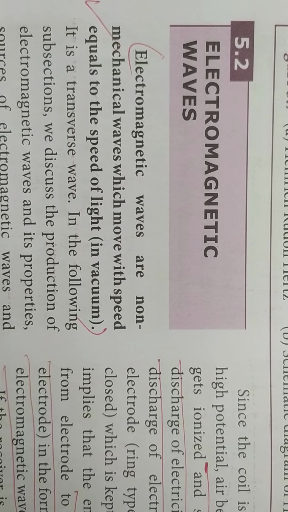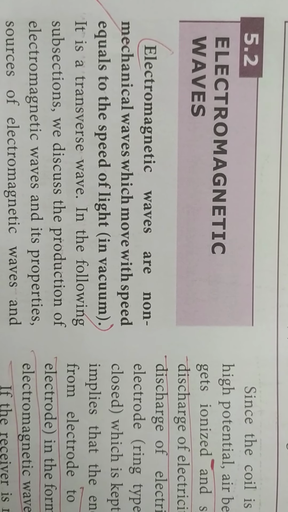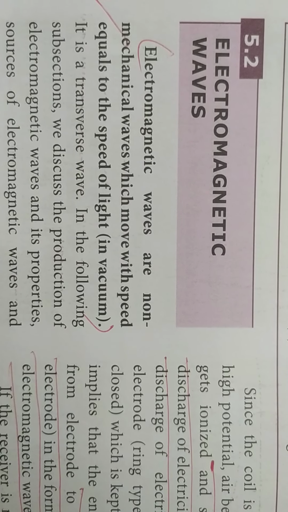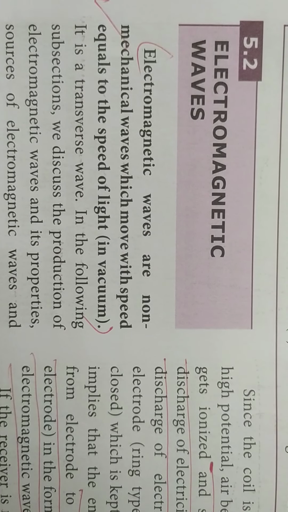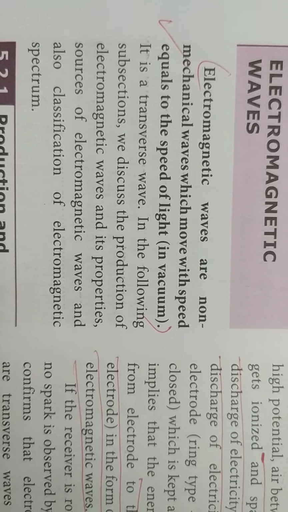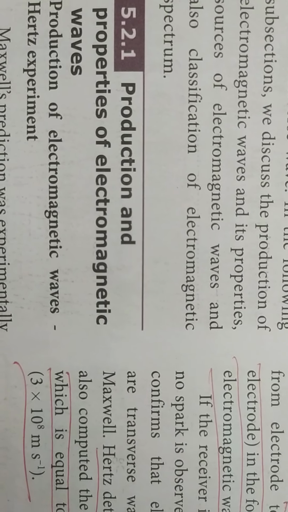The electromagnetic waves are non-mechanical waves. Non-mechanical waves means they do not need any material medium for propagation, and they move with a speed equal to the speed of light in vacuum, and it is also a transverse wave. And we are going to see about the production and properties of electromagnetic waves.